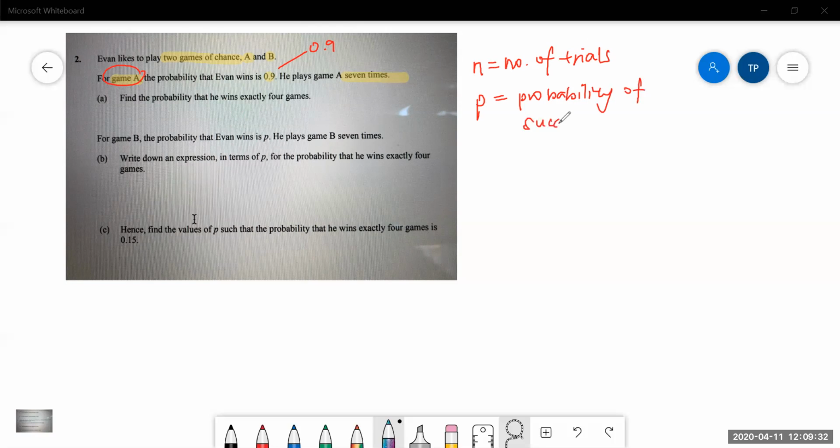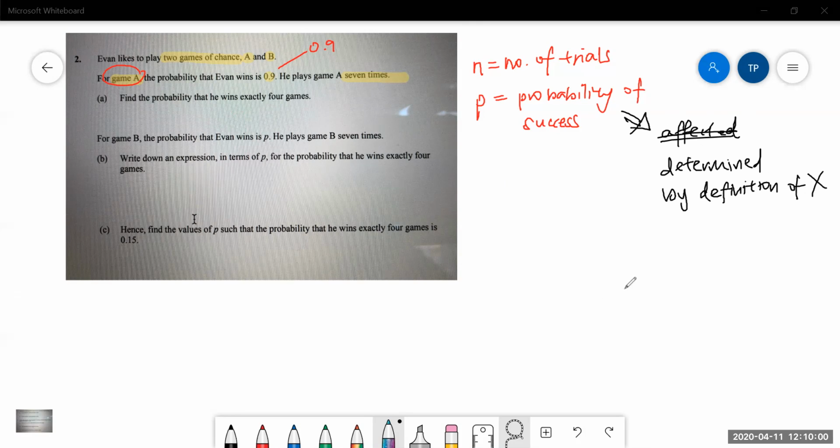Something very important that I want all of you to know is that the probability of success is affected, or determined, by how you define the X. What is X? X is the random variable. Very important.